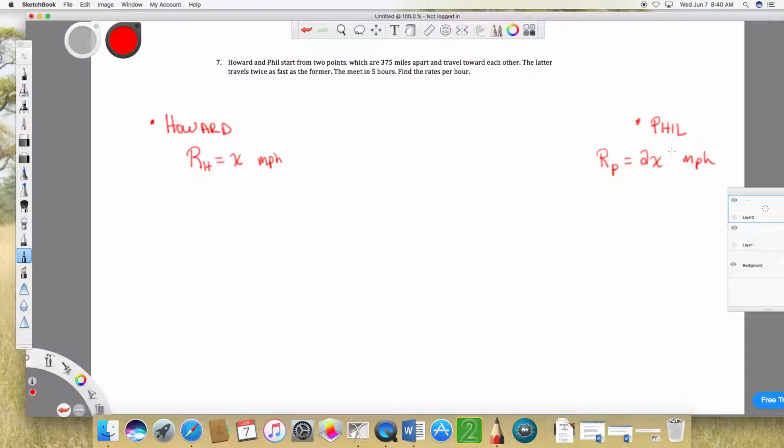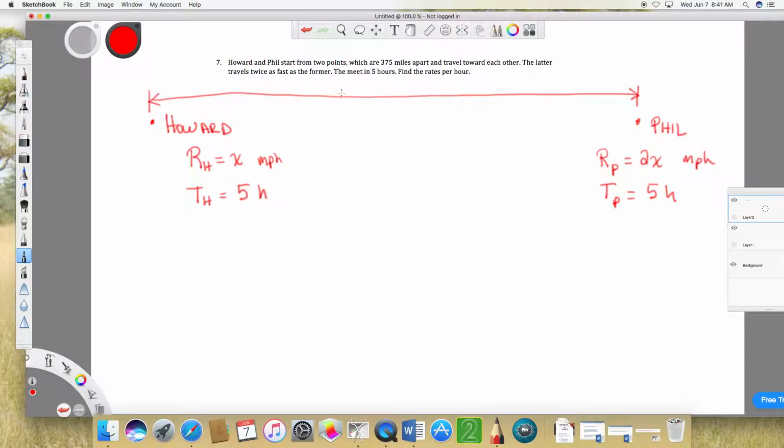That should do it. The length of time that Howard is on the road is 5 hours, and that's the same length of time that Phil is on the road. Now, since Phil is traveling faster, he has traveled a further distance. It's telling us that the total distance between them is 375 miles.